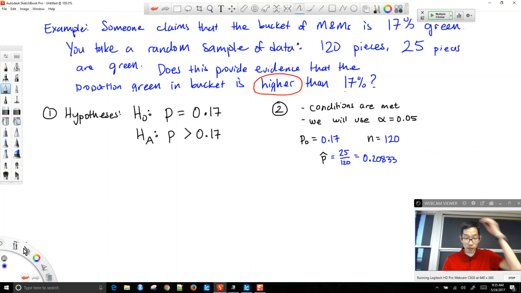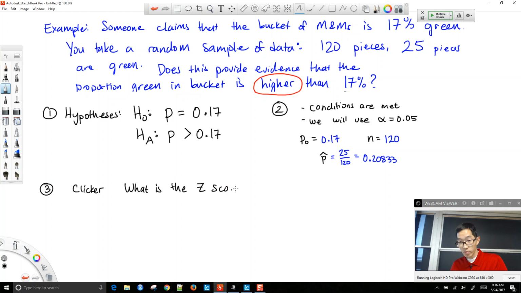All right, part three will be do your calculations, and then I guess I'll make a clicker question. So the clicker question will be, what is your z-score? All right, and so our answer choices, and make up some numbers here.